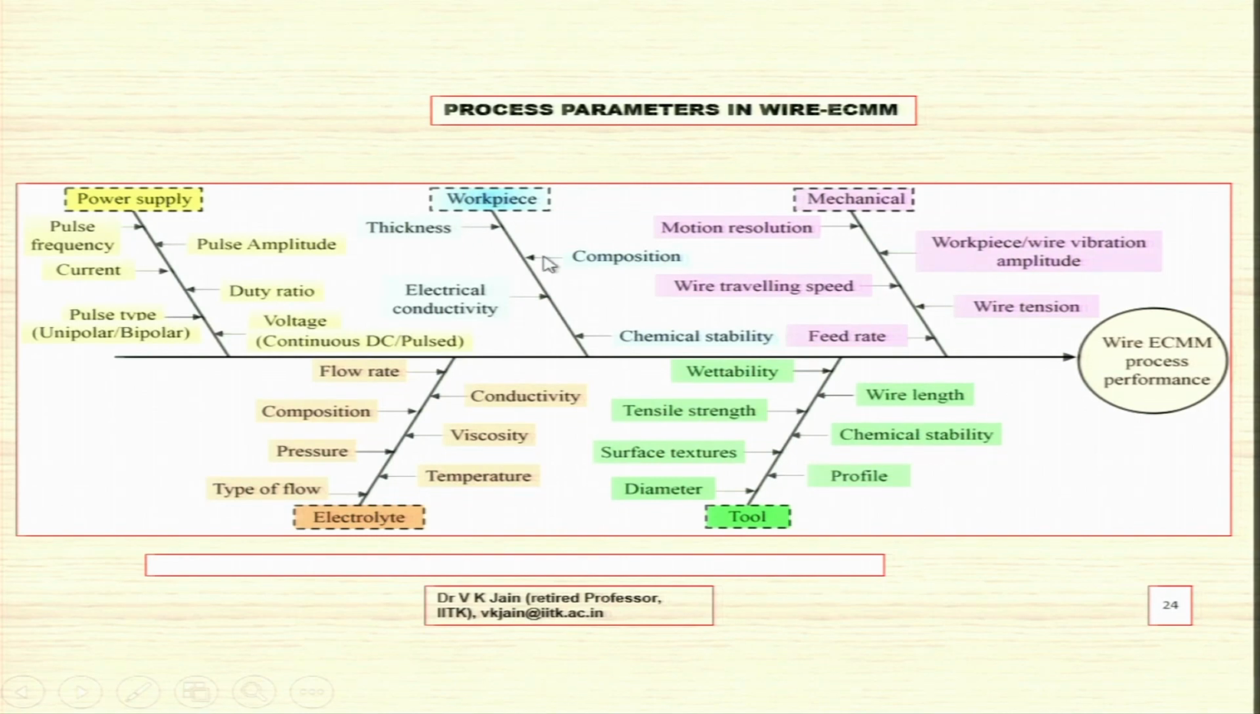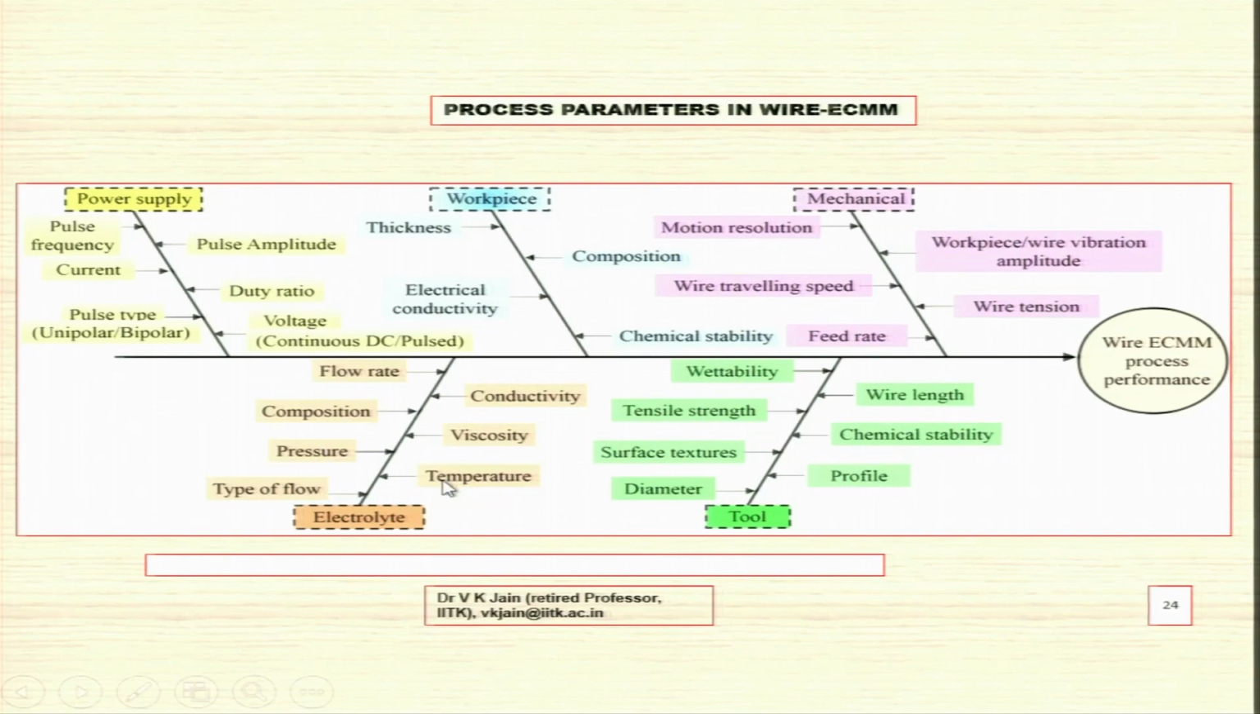Workpiece thickness, composition of the workpiece material, electrical conductivity of the workpiece material, very important parameter, and chemical stability also very important. It should not react with the electrolyte in any case. And mechanical properties, motion resolution, wire traveling speed, feed rate, workpiece wire vibration amplitude, and wire tension. Then you have the electrolyte properties: flow rate, composition, pressure, type of flow, temperature, viscosity, conductivity. All these parameters greatly affect the performance of the wire ECMM process.